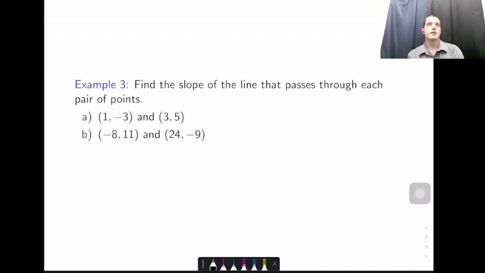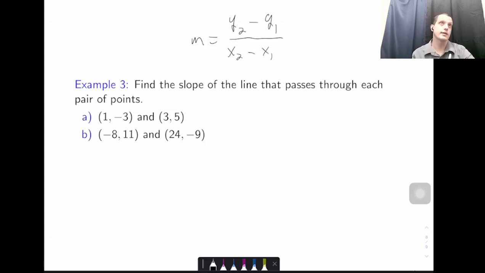Example 3. Find the slope of the line that passes through each pair of points. All right, so I'm going to go ahead and write down my slope equation because until I get this memorized, I should probably write it down several times because it helps me to memorize it. m is equal to y2 minus y1 over x2 minus x1. Okay, let's do A. And if it helps, this is x1, y1, x2, y2.